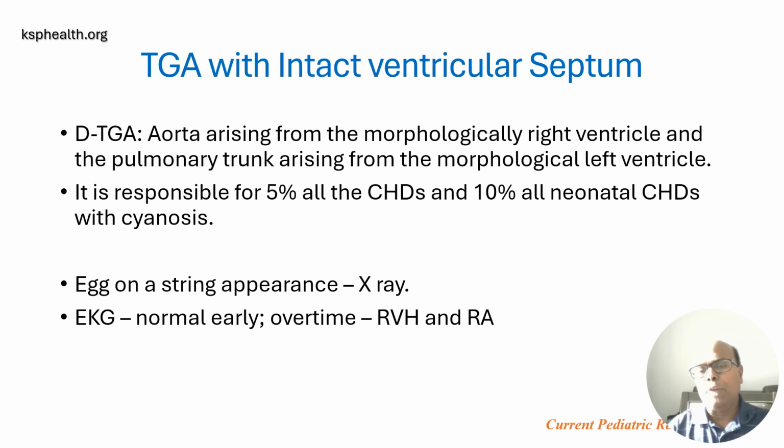The third group is TGA with intact ventricular septum, where there are two parallel circulations without any communication between them. It is responsible for 5% of all congenital heart disease and 10% of all neonatal congenital heart disease with cyanosis. X-ray has a typical appearance of egg-on-a-string. EKG initially may be normal. Over time it will show right ventricular hypertrophy and right atrial enlargement.